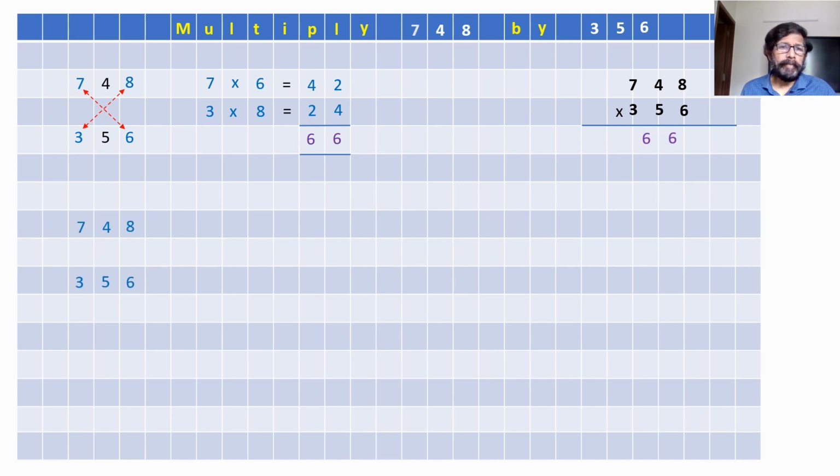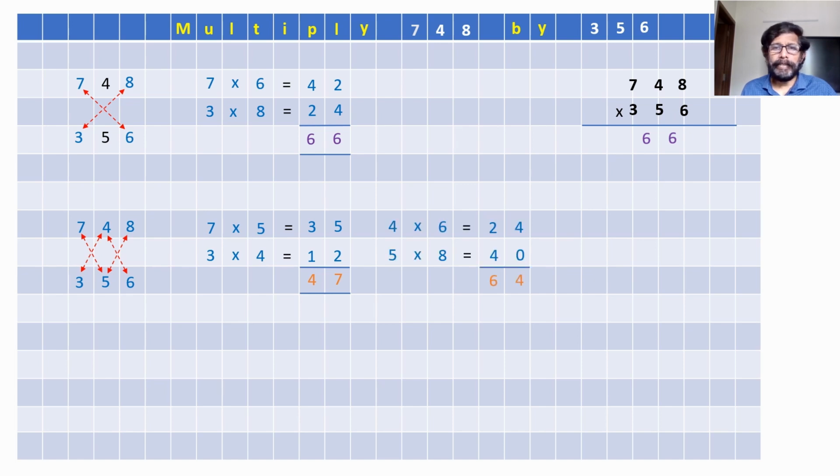Second step is we multiply the hundreds digit by the tens digit 2 ways. 7 times 5, 3 times 4, 35 and 12, 47. Then we multiply the tens digit by the ones digit in 2 ways. 4 times 6, 24, 5 times 8, 40, and add the 2, 64. Then 46 and 64 are transferred over here.